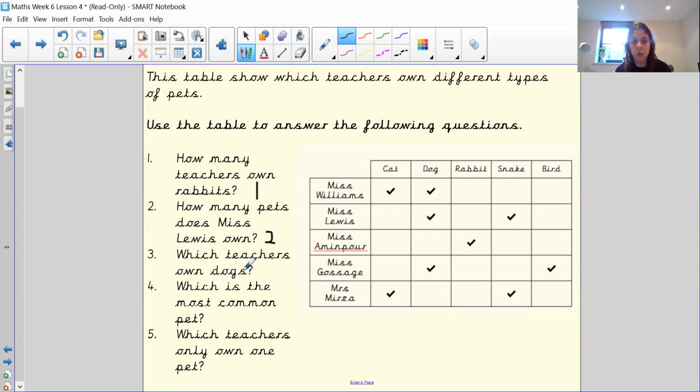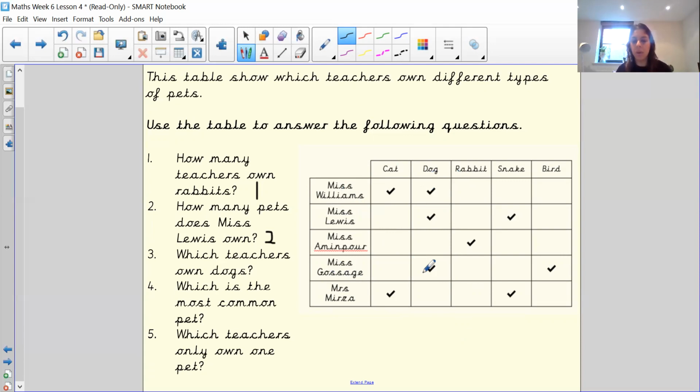Which teachers own dogs? So I'd like you to pause the video now and work out which teachers own the dogs. So you're going to look in the dog section and find which ones have got the ticks and which teachers they coincide with. So pause the video now to work through that for me, please. Okay, so Miss Williams has got a dog, Miss Lewis has got a dog, and Miss Gossage has got a dog. So I don't know if you got that right.